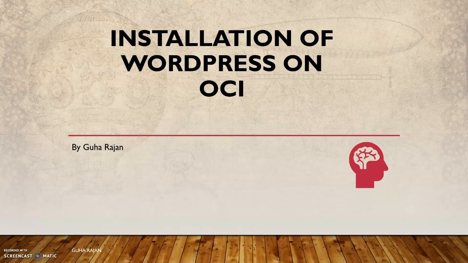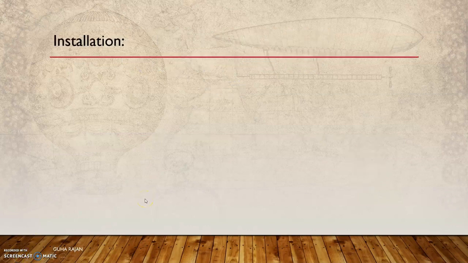Let's now look at installation of WordPress on the Oracle OCI, that is Oracle Cloud Infrastructure. There are a sequence of steps towards installation of WordPress. Earlier versions were built around HTML, but these days it's about PHP and MySQL. So the first step is to have an installation of PHP on the Oracle Cloud Infrastructure.